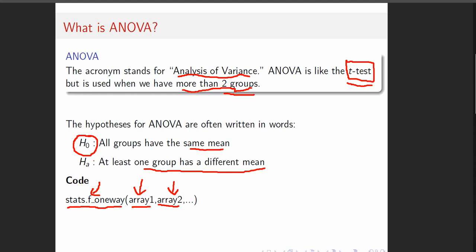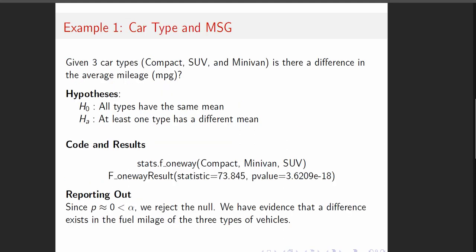So if I have five groups, then I do array1, comma, array2, comma, array3, comma, array4, comma, array5. I can name them what I want, but if I have five groups and I'm comparing the means among the five groups, I'm going to have five arrays, one for the numeric data in each of those variables.